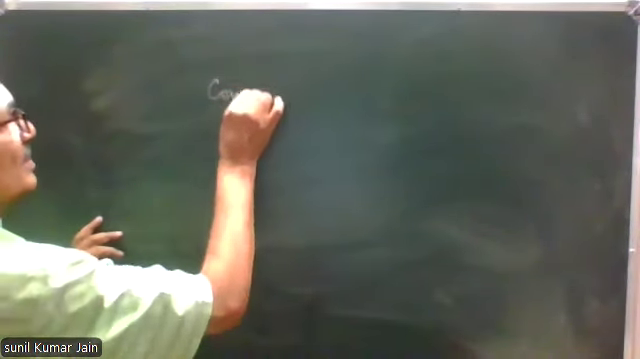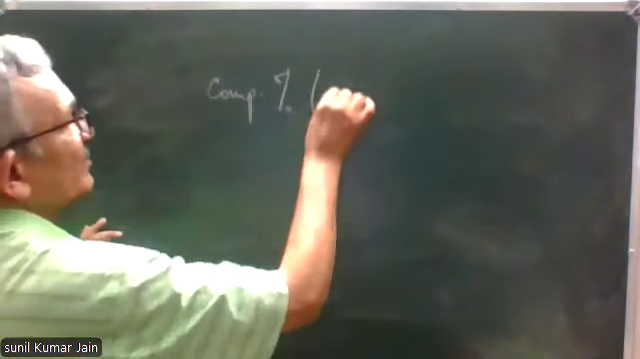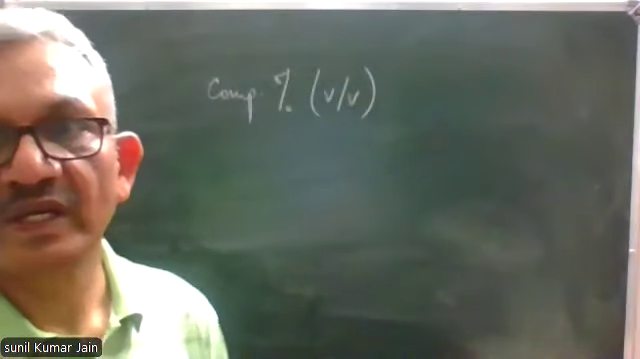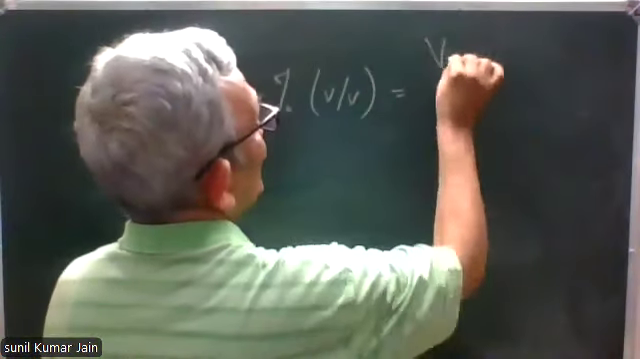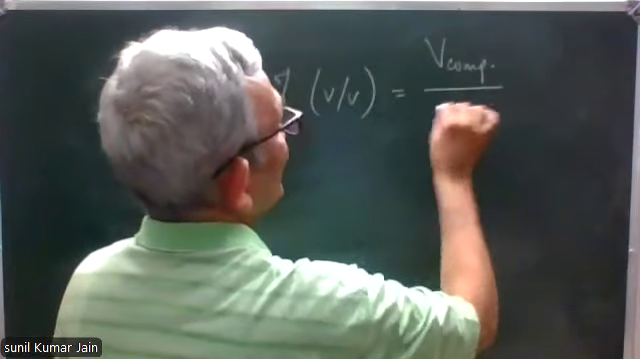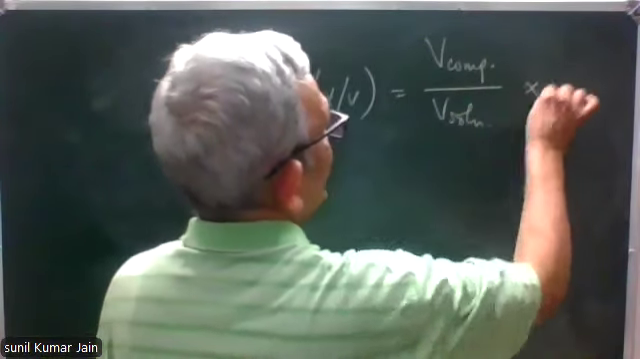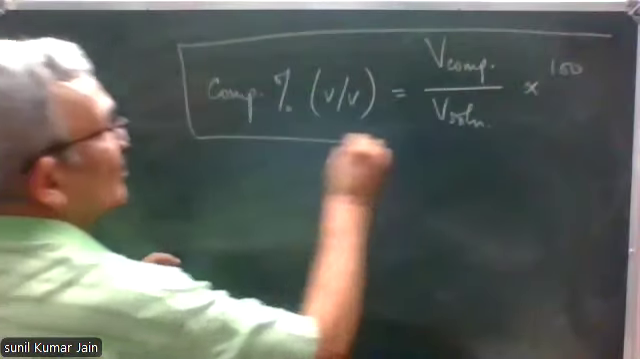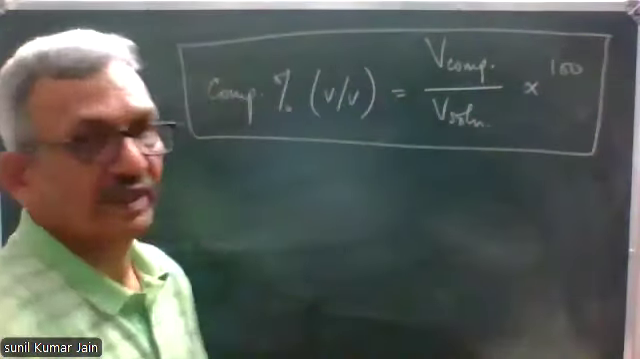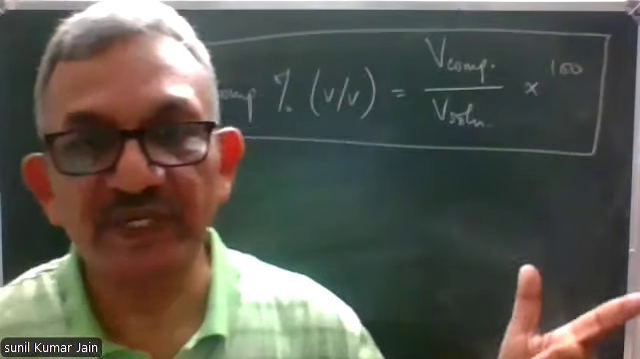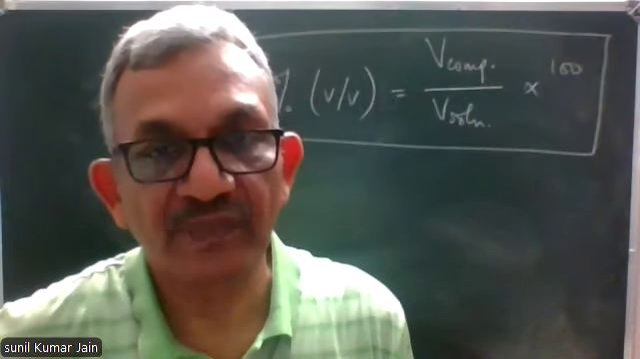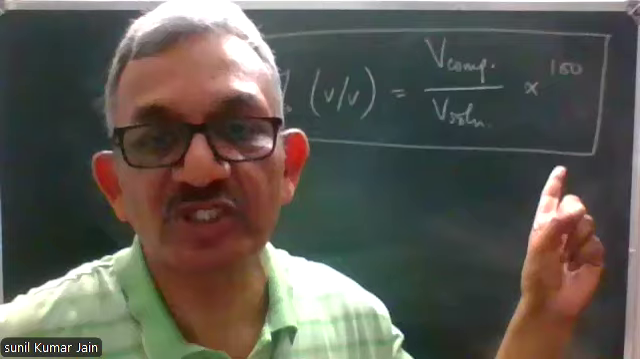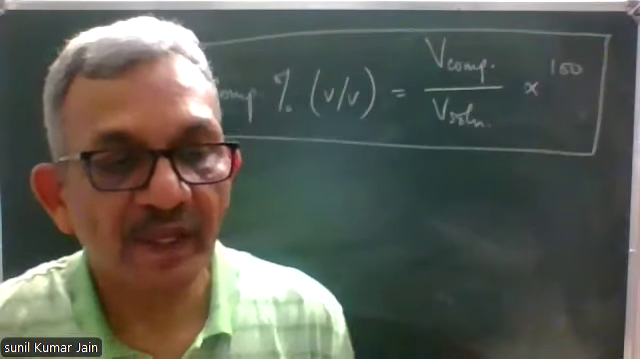Now write down the formula. Component percent V by V is equal to volume of component divided by volume of solution into 100. The only difference is that in place of masses, now we'll take volumes. For this, we'll take up a numerical later on. Naturally, since volume is involved, this will be temperature dependent. This will vary with temperature.